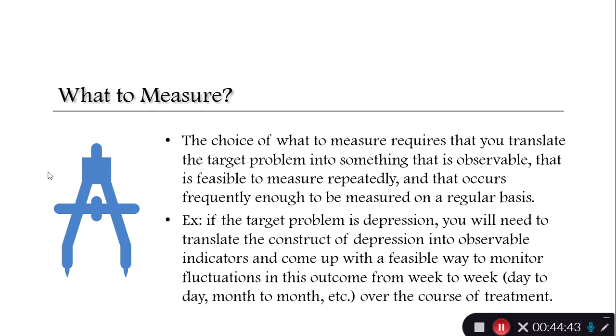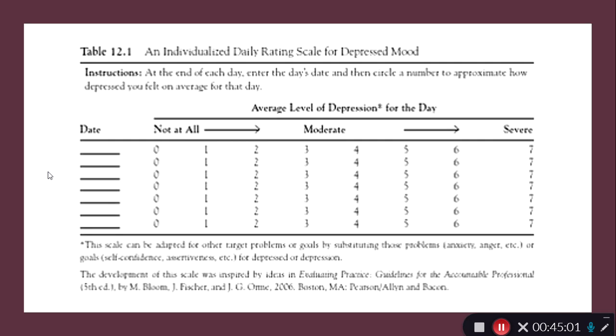So, for example, if the target problem is depression, then you will need to translate the construct of depression into observable indicators and come up with a feasible way to monitor fluctuations in depression from week to week, day to day, month to month, whatever the time frame, over the course of treatment. So, for example, here might be one way that we might translate the target problem of depression into a measurement tool. And so here, this is called an individualized daily rating scale for depressed mood.